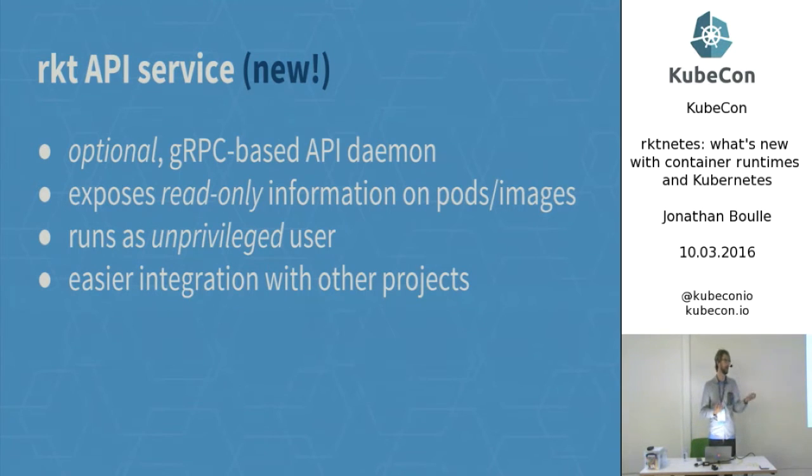But the API service is a sort of optional extension that allows you to optimize for certain use cases, primarily integrating with something like Kubernetes. Because then rather than forking and executing the Rocket process every time you want to get some information, you can talk to this service that understands the Rocket internals and can provide that information.